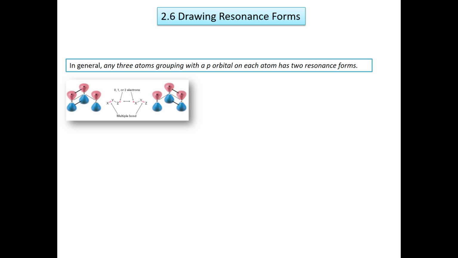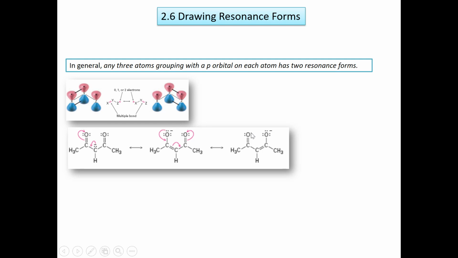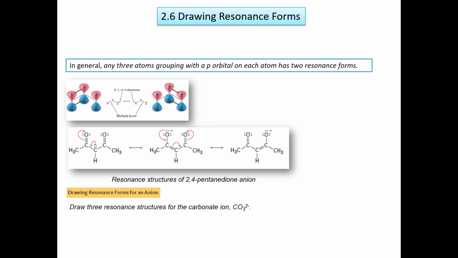Basically, in general, any three-atom grouping with a p orbital on each atom has two resonance forms. This is a clear example. As you can see here, we can move the different resonance forms. Here, if we make a negative charge here, we can put the negative charge making a double bond here, and then we have to move this pair of electrons of the carbon-oxygen double bond to the oxygen to form this resonance form, and we can do just the opposite on the other side. Okay?